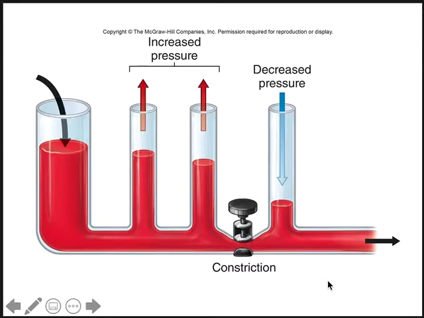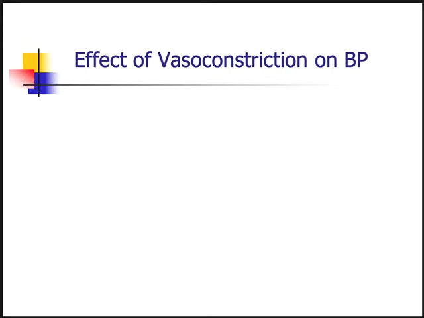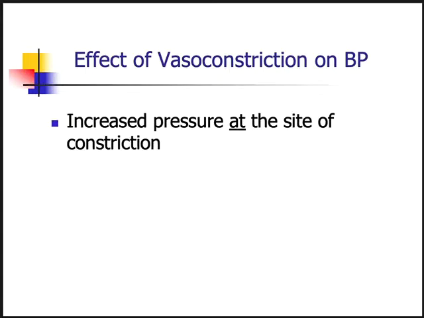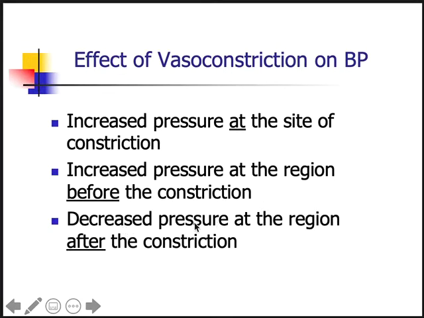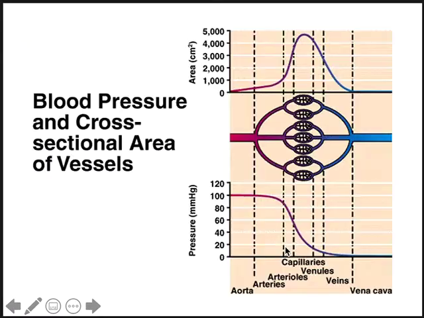Study this, label it, read the caption in the textbook. The effect of vasoconstriction, as we were just talking about, is an increased pressure at the site of constriction. You have increased pressure at the region right before constriction as well, because of the buildup, and then decreased pressure after the constriction.